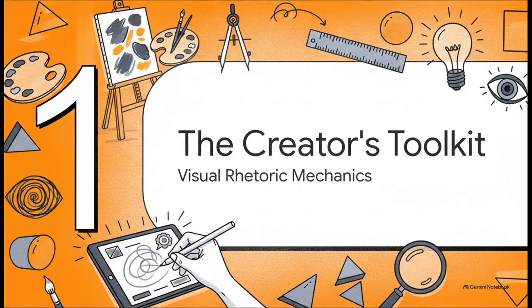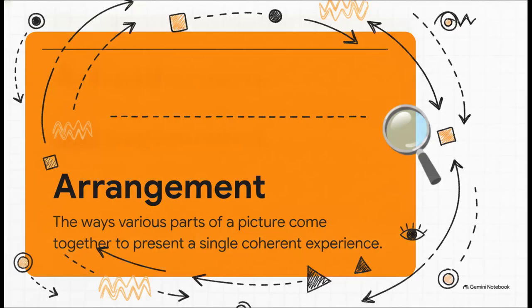Okay, let's dive into Section 1, the Creator's Toolkit, where we'll look at the mechanics of visual rhetoric. Every creator, whether we're talking about a classical painter from a century ago or a digital artist working today, uses specific mechanics to guide our thoughts. A totally foundational tool in this toolkit is arrangement.